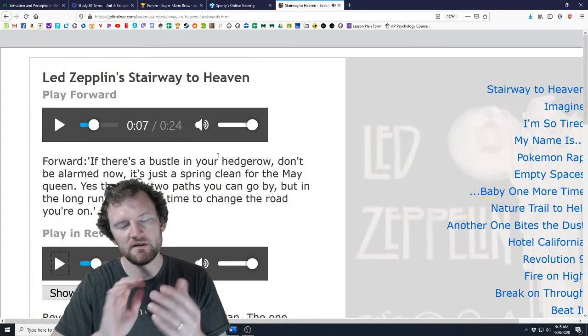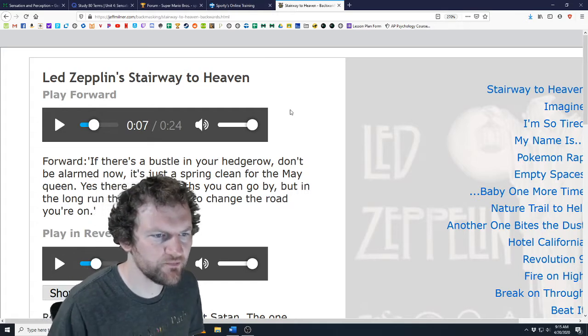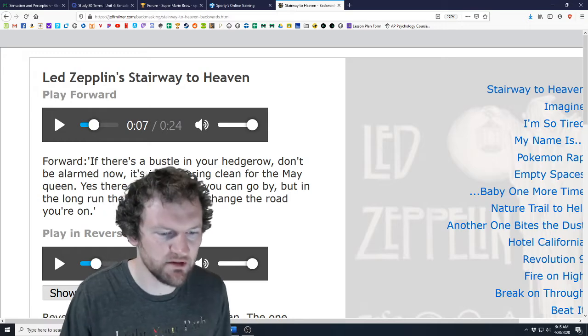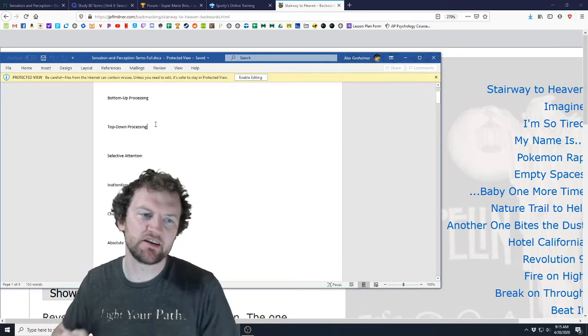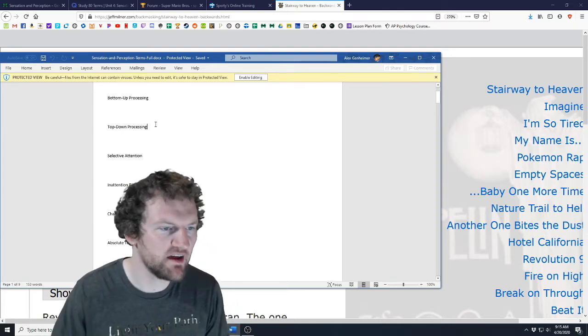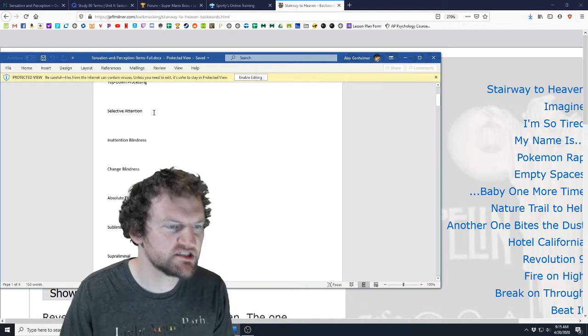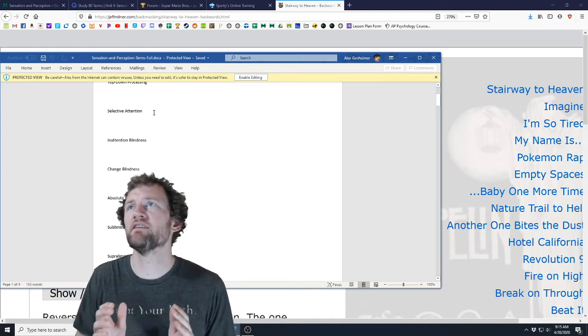And that's with the 1970s supposed playing the music backwards thing that happened. But just listening to it backwards would be bottom-up processing. Listening to it backwards with the lyrics would be top-down processing, since you have context clues, which greatly influence how you perceive that sound. Selective attention: we can only pay attention to a relatively small amount of things at once.